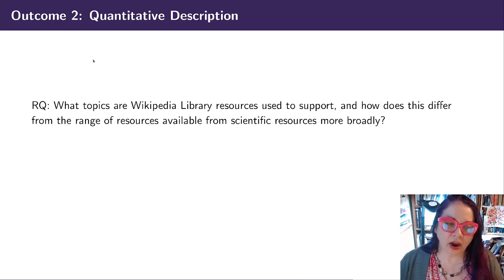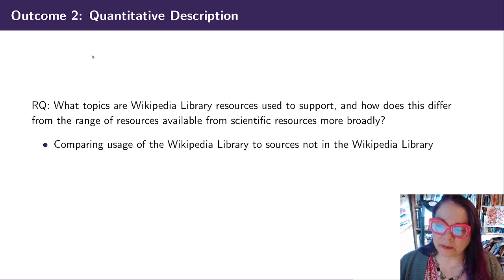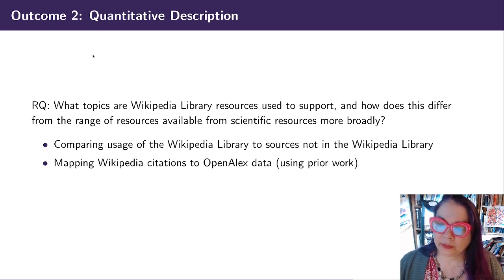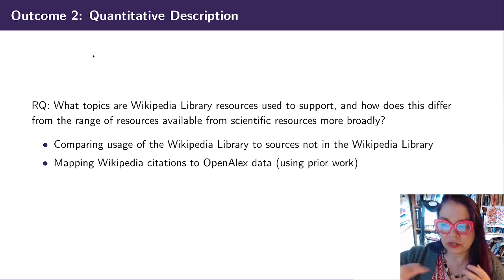Our second planned outcome here is to engage in some quantitative description to demonstrate use of this data set. In particular, we're interested to understand what topics Wikipedia Library resources are used to support, and how does this differ from the range of resources that are available within the library versus scientific resources more broadly. We want to compare then usage of Wikipedia Library to sources not in the library. And we would like to map those citations into OpenAlex data.